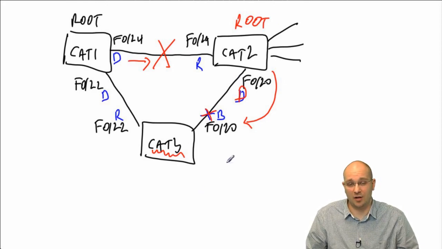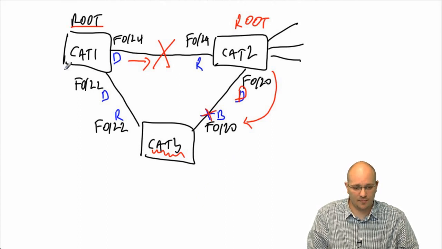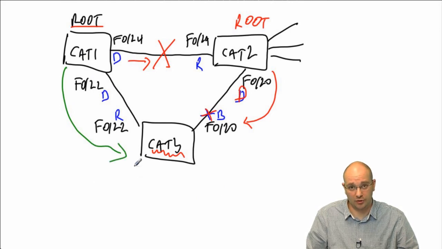Why are these frames inferior? Well, these frames are inferior because Cat3 is still receiving frames from the good root, from the root that was already elected in our network.